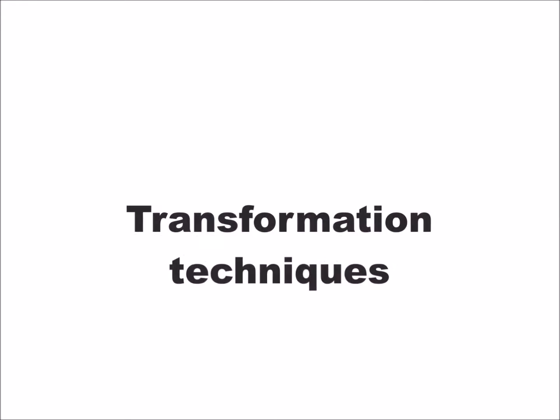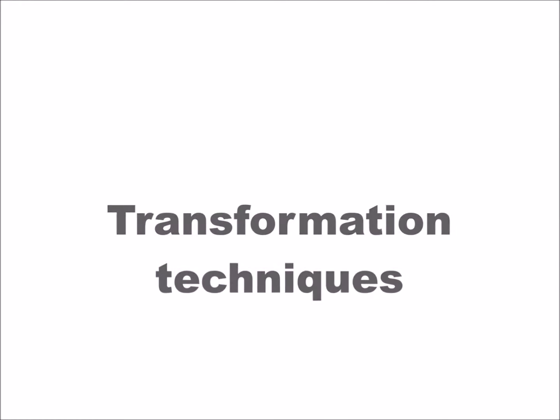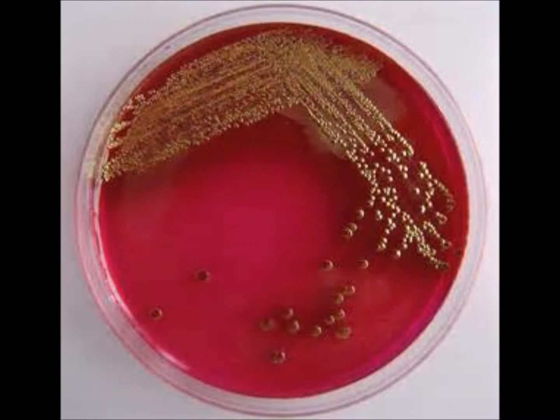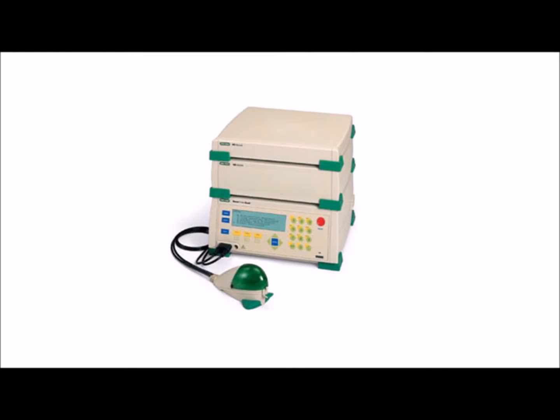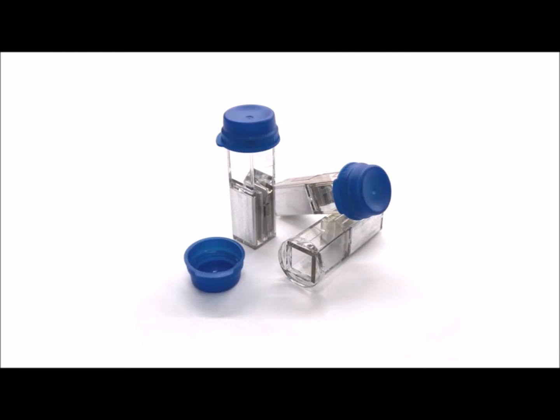Several techniques have been developed to introduce foreign DNA into competent E. coli strains. Electroporation and chemical transformation methods are among the most important ones. Electroporation involves the application of an electric current across the cell, which alters the cell membrane and creates pores in it, allowing the genetic material to go inside it.